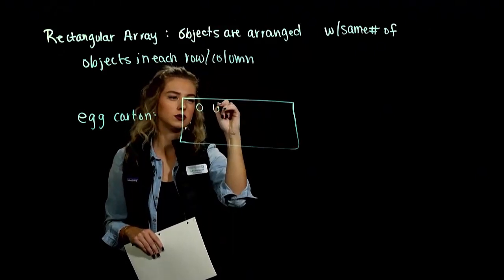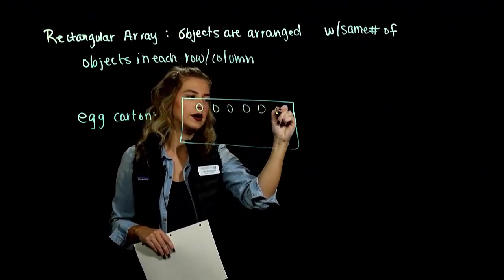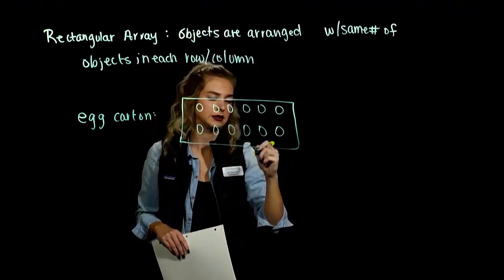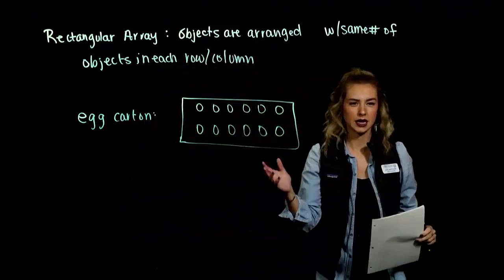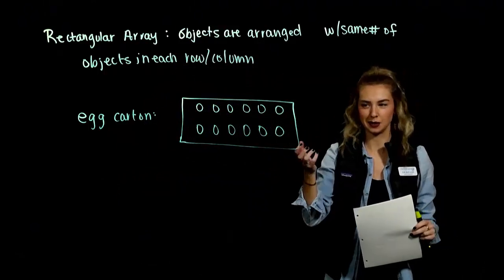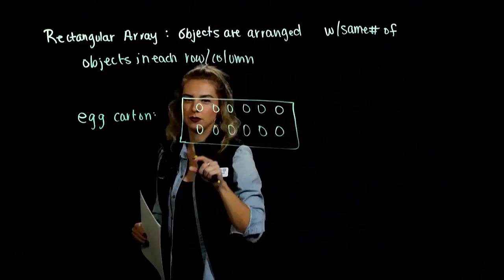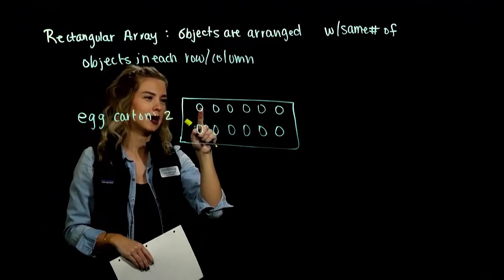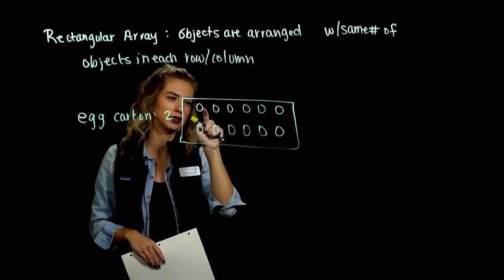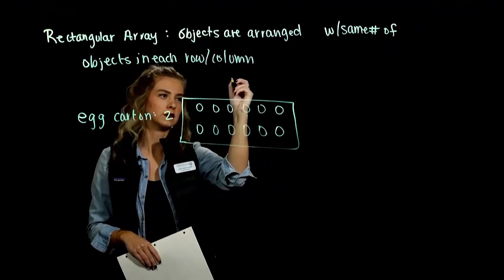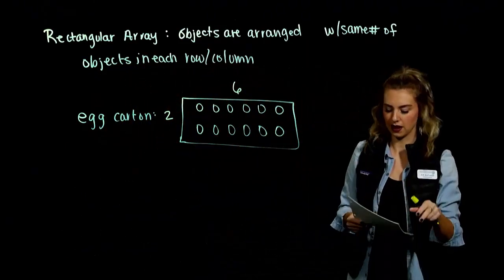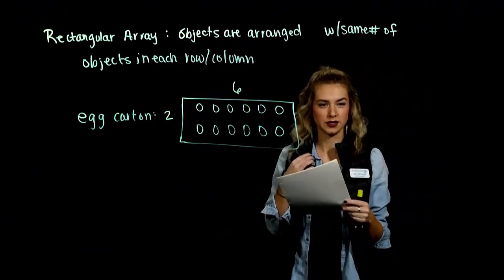So I have 1, 2, 3, 4, 5, 6 eggs. 1, 2, 3, 4, 5, 6 eggs. So in this case, our array demonstrates what multiplication? So my rows, I've got two of them. So I've got two rows and how many columns or how many eggs across? 1, 2, 3, 4, 5, 6. So 2 times 6 gives us 12, the rectangular array that's there. Another way to present it.